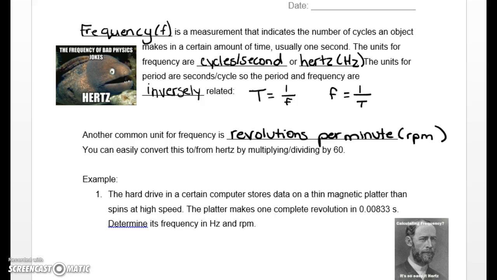That's just because revolutions and cycles are essentially interchangeable terms. So you're just converting the time, is essentially all that's happening. Just remember there's 60 seconds in a minute, so you can either multiply or divide by 60. And if you're not sure which one, then just do your unit analysis where you create those fractions and then try and eliminate the units from there.